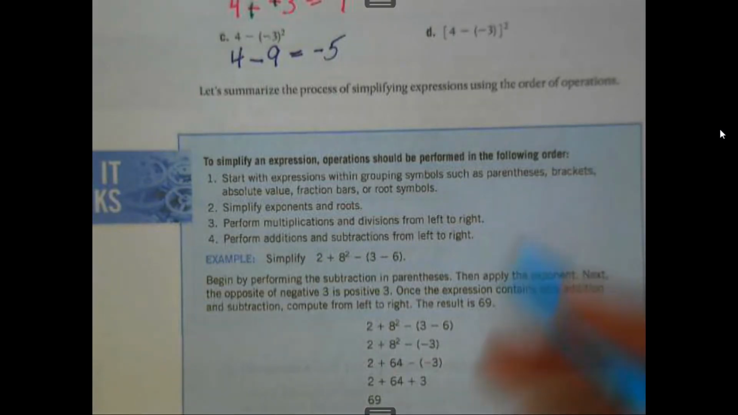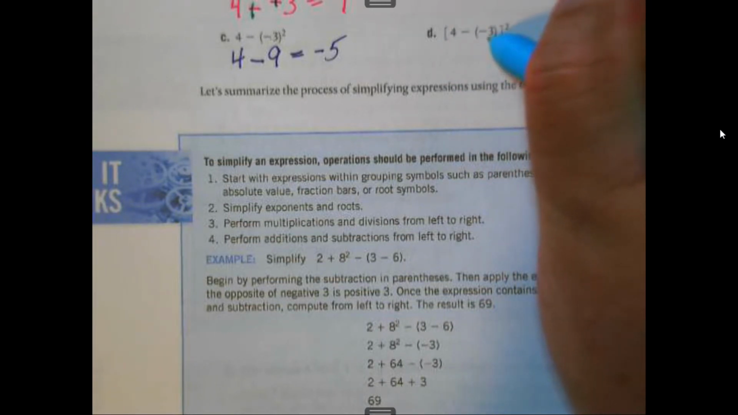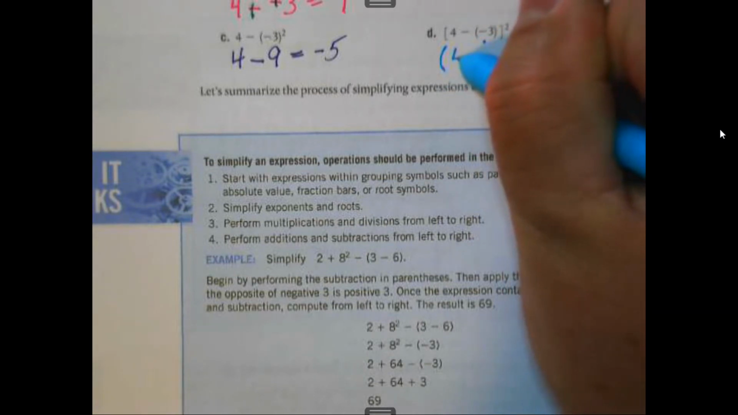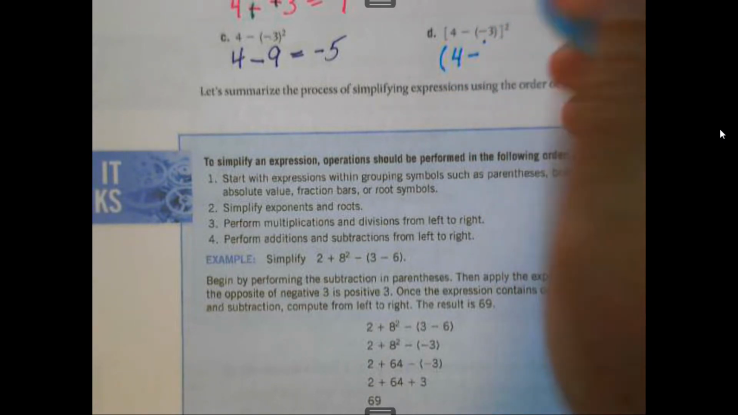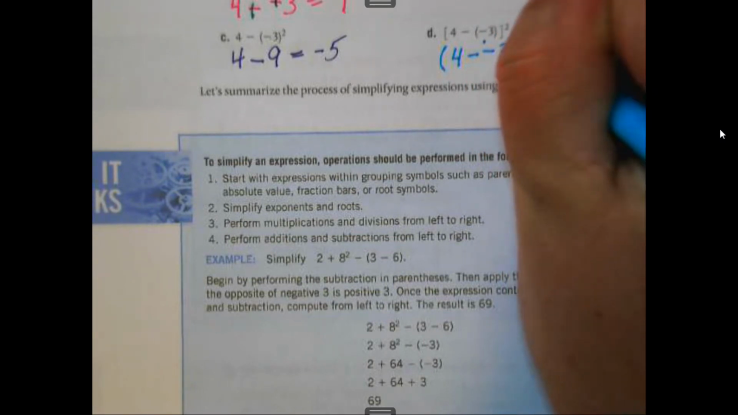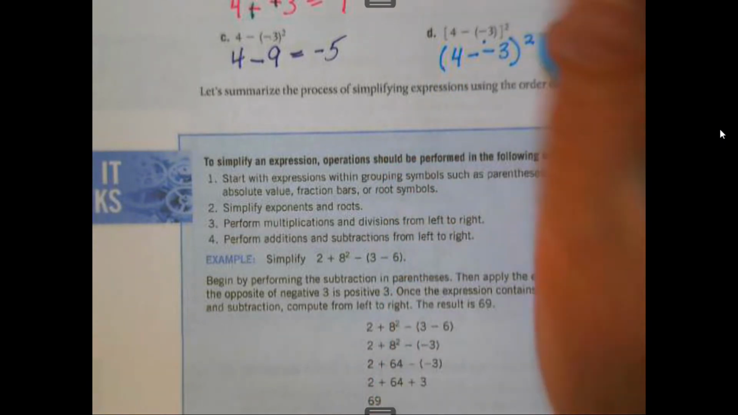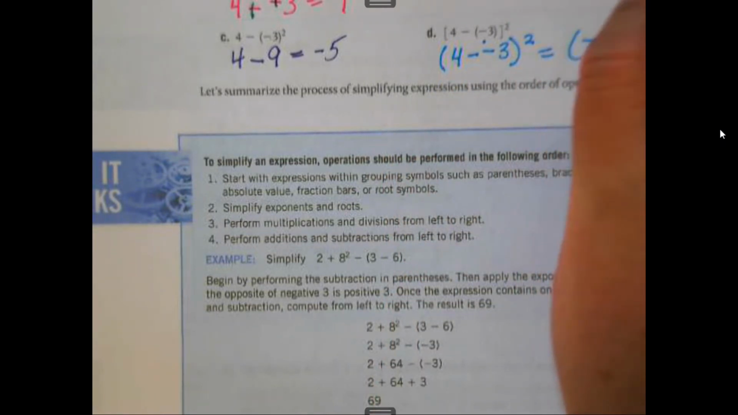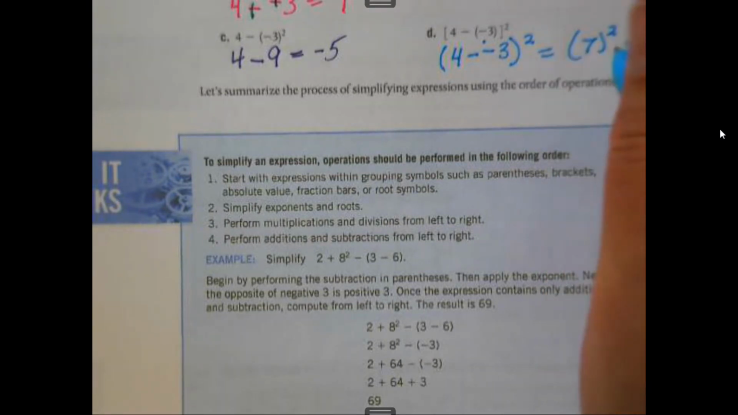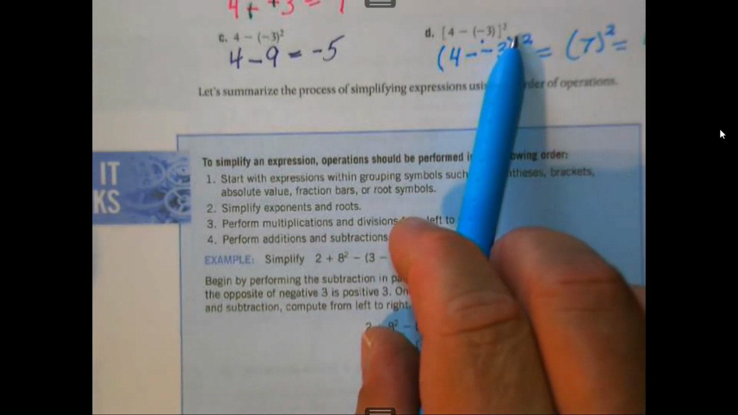And then lastly, I have 2 parentheses. So this parentheses, I'm not doing anything. So I have parentheses 4 minus negative 3, and then square it. So again, 4 minus negative is a plus. I have 7 squared, which is 49. Okay, because I was able to do something in parentheses first before I squared it.